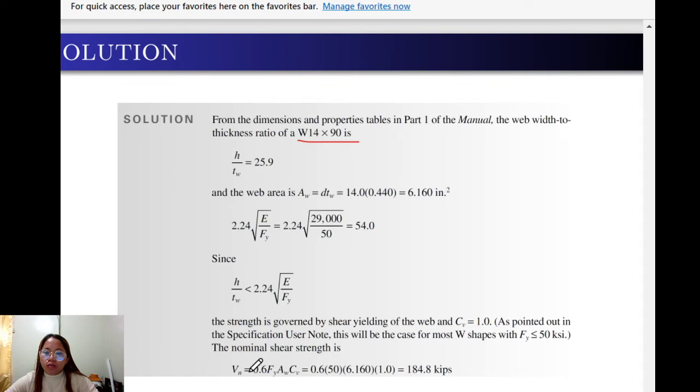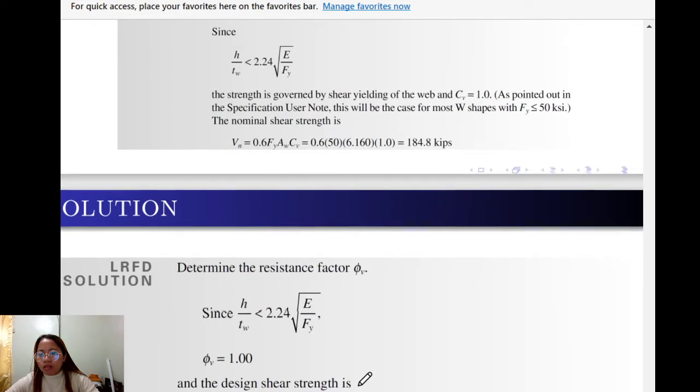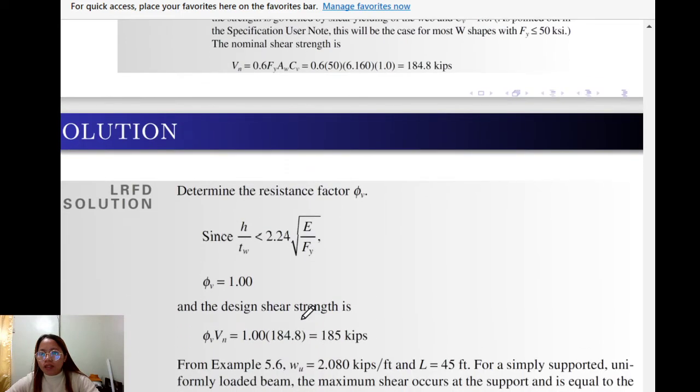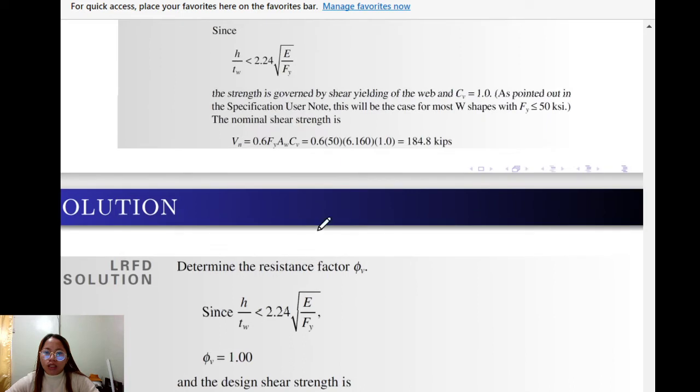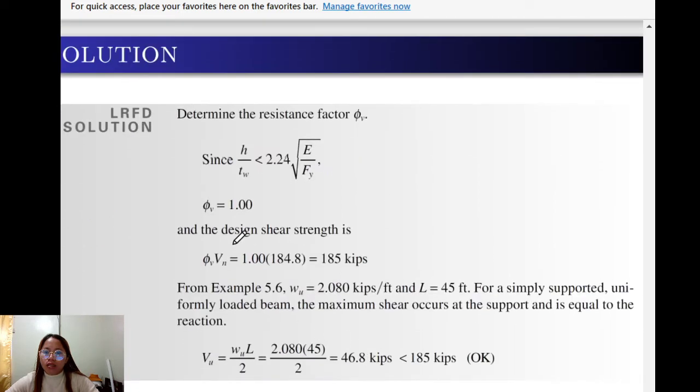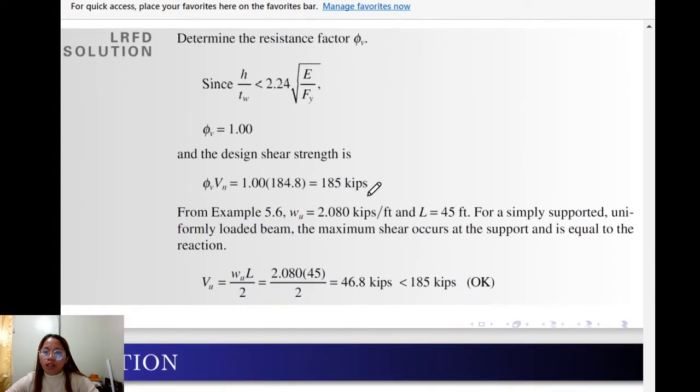We have to solve the ultimate or the maximum shear force, which is based on the applied loads. Then since this condition is less than 2.24 square root of E over Fy, your resistance factor now for shear is 1.0. So resistance factor times this nominal shear force, your design shear strength is 184.4 kilo pounds. This is your design shear strength.